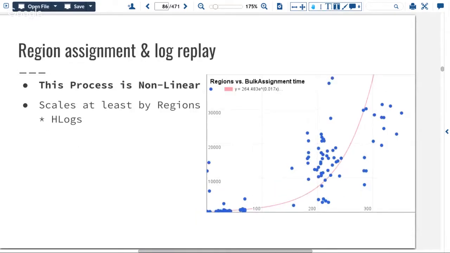Going into region assignment and log replay, the process gets a little bit more interesting. This is at least a quadratic process in HLogs times regions. And in our curve fitting, it does tend to look more like an exponential curve, which we're not entirely sure why as of yet. But the important takeaway here is that the more regions you have to assign, the longer this process will be.